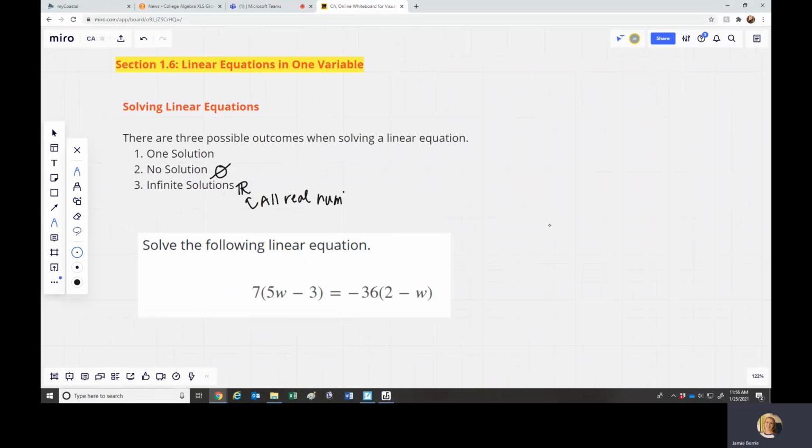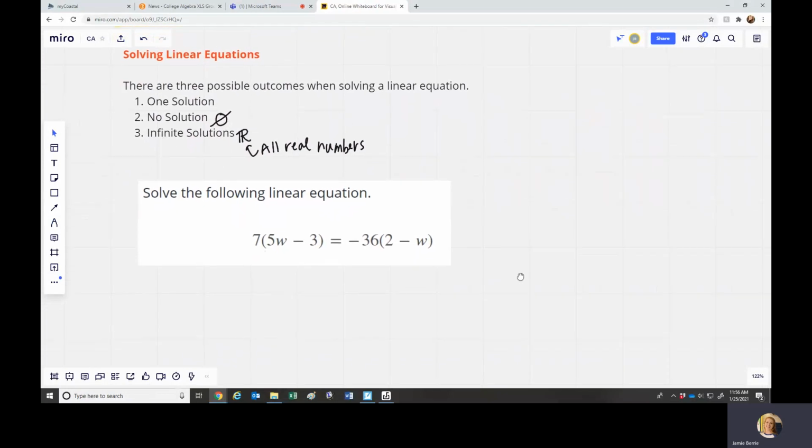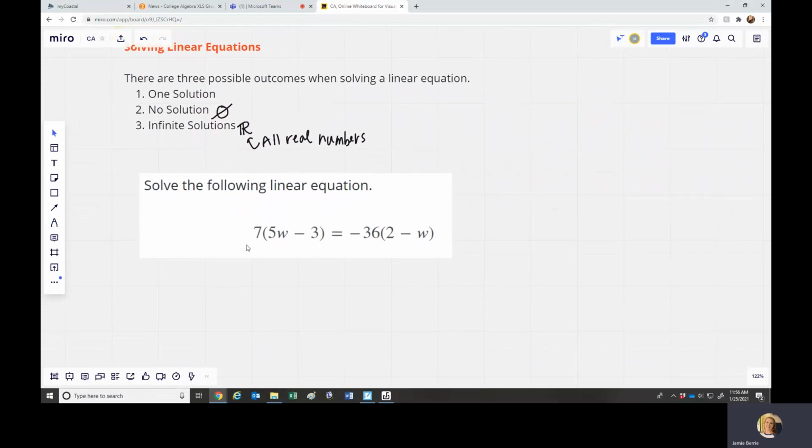So you can use those symbols on the homework or on the test to represent either no solution or infinite solutions. So let's look at some examples. The first one just says solve the linear equation.